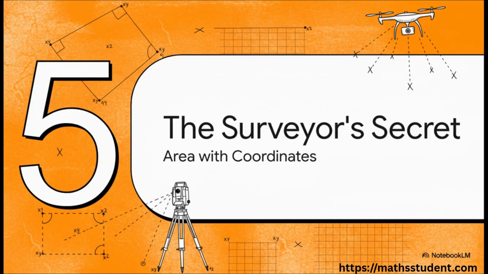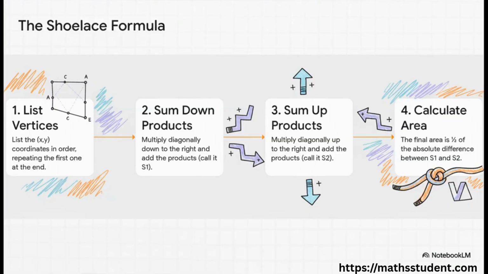But what if you don't have angles or the lengths of the diagonals? You know, in the modern world, we often have something even better: coordinates. Surveyors, video game designers, engineers, they use this method every single day. This is the surveyor's secret. It's called the shoelace formula, and it is pure genius.